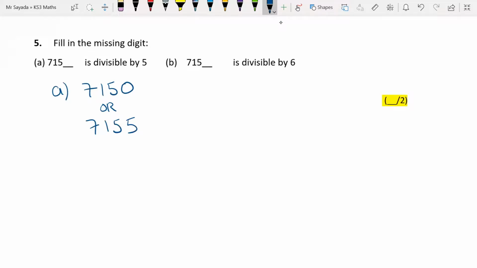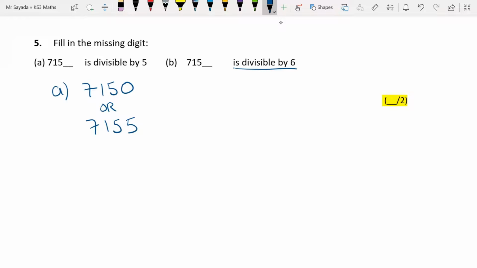Part B is a lot more difficult, so you need it to be divisible by 6. Do you remember what the test is to see if a number is divisible by 6? Pause the video while you say your answer and press play once you're ready. So to check if the number is divisible by 6, you need to check separately, is it divisible by 2 and is it divisible by 3? So if we want our number to be divisible by 6, firstly, it needs to divide by 2.